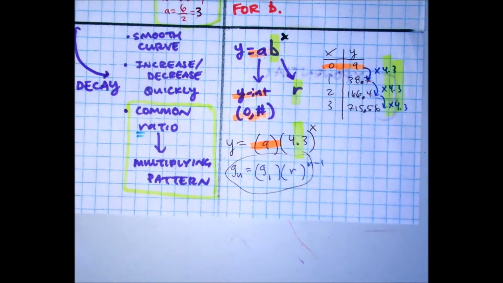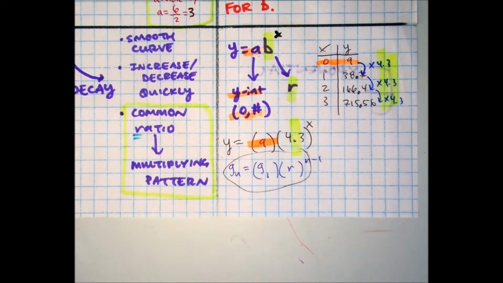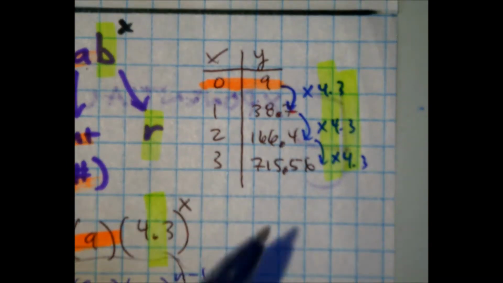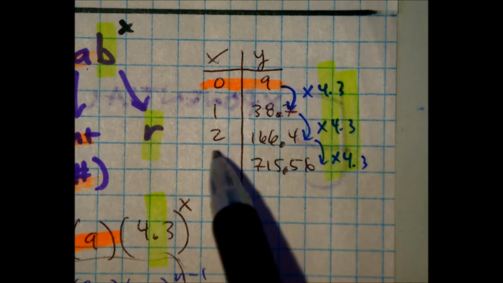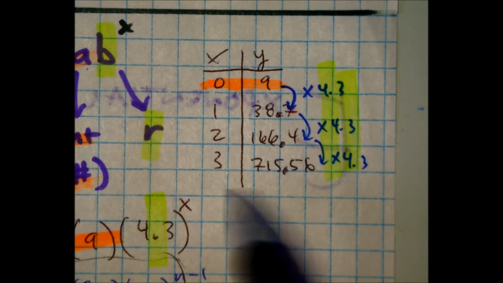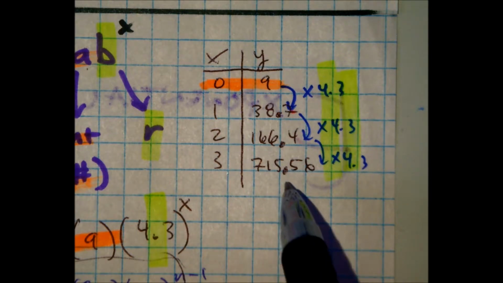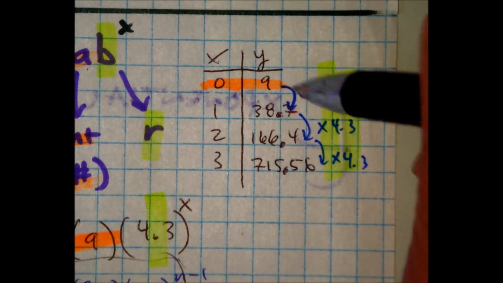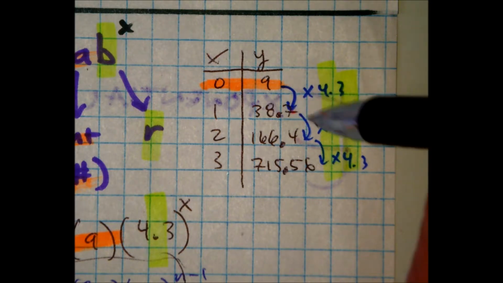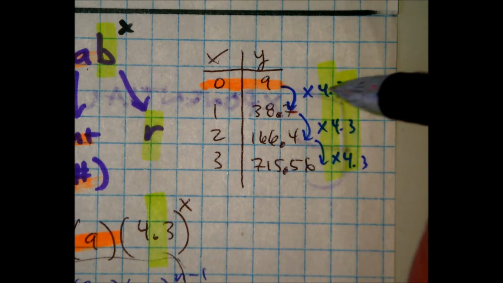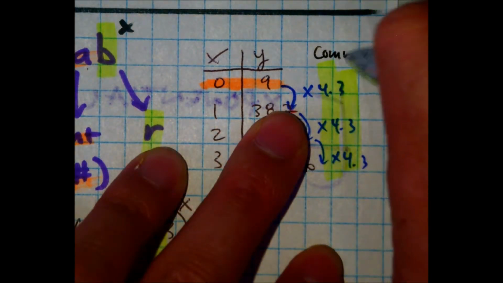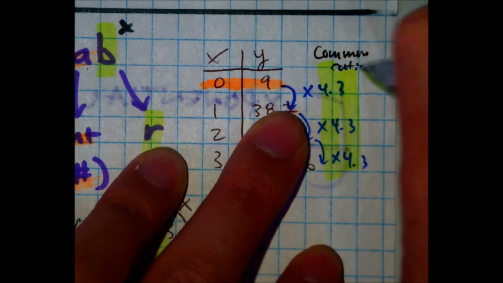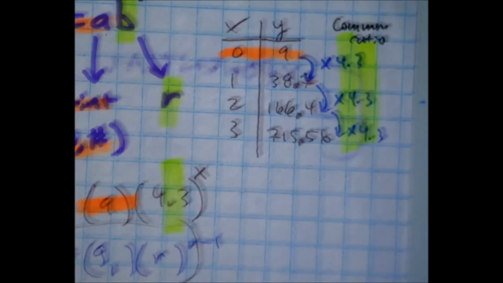So let's look over here. Here you have a table of values. Let me zoom in on that. Let's just say I give you the ordered pairs 0, 9, 1, 38.7, 2, 166.4, and 3, 115.56. And you'll recognize that to go from each of these, you can't add, but you are multiplying. This here in yellow is called a common ratio. Everyone say common ratio?